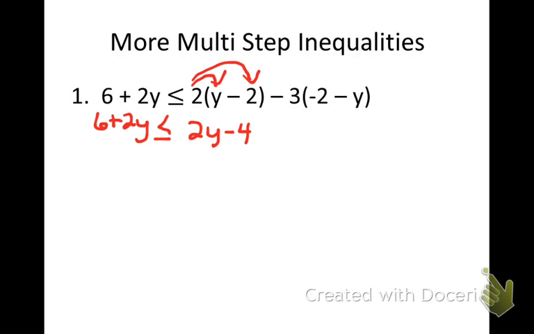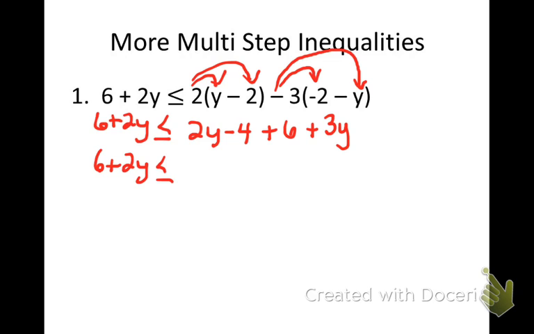Here it gets a little tricky because we're distributing a negative 3. So negative 3 times negative 2 would be plus 6. And then negative 3 times negative y would be plus 3y. So watch your signs. Now if you notice, we have several things we can put together on this side. I have a 2y, but I also have a plus 3y. Remember, that sign in front goes with it. So that would be 5y.